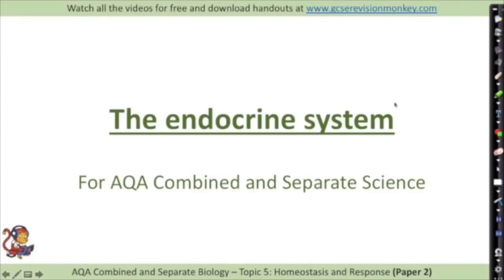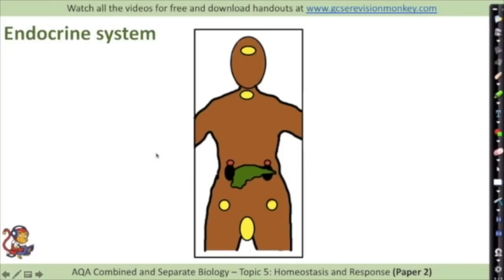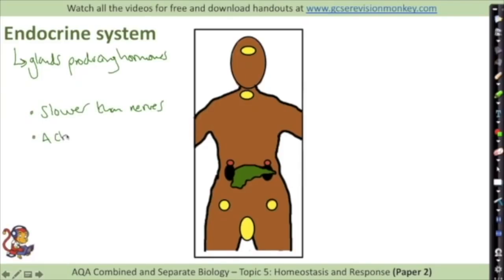The endocrine system is a really difficult word just to describe glands that produce hormones. Controlling our body by hormones is slower than a nerve response. It acts in a more general way, and usually the response lasts longer.